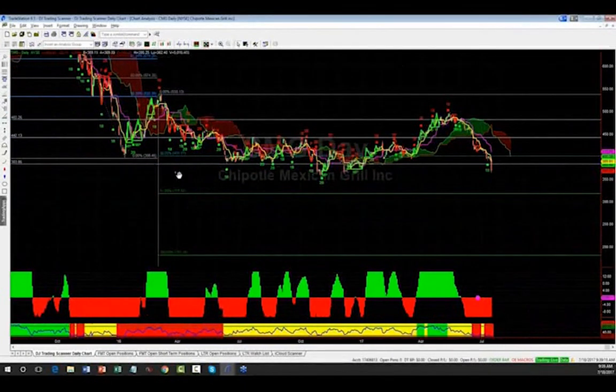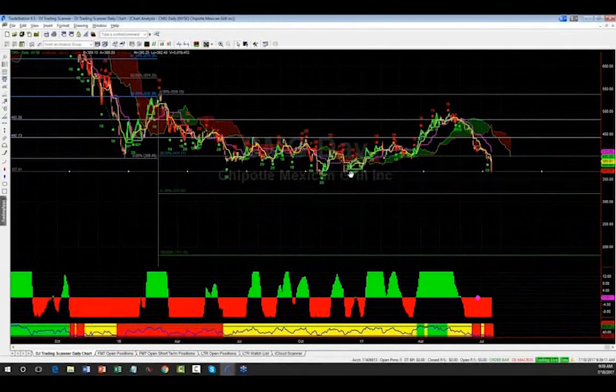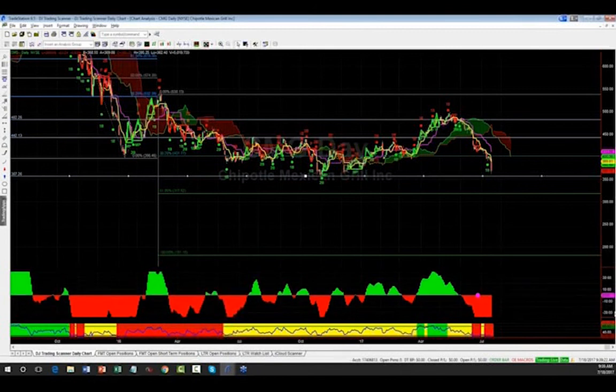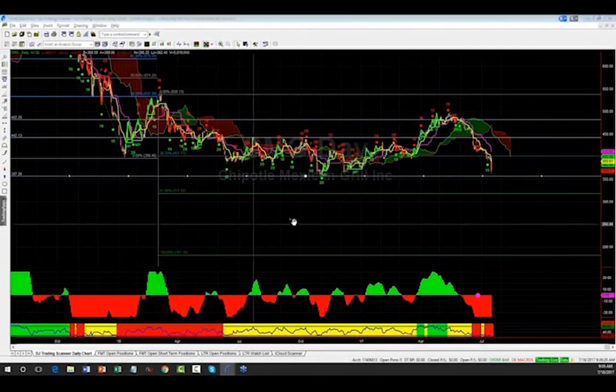Now you want to watch. It's got some potential support here and here, although it's pretty sharp. It's a short setup now. I would just watch those possible support levels. Got a target down below 317, clear down to 181.